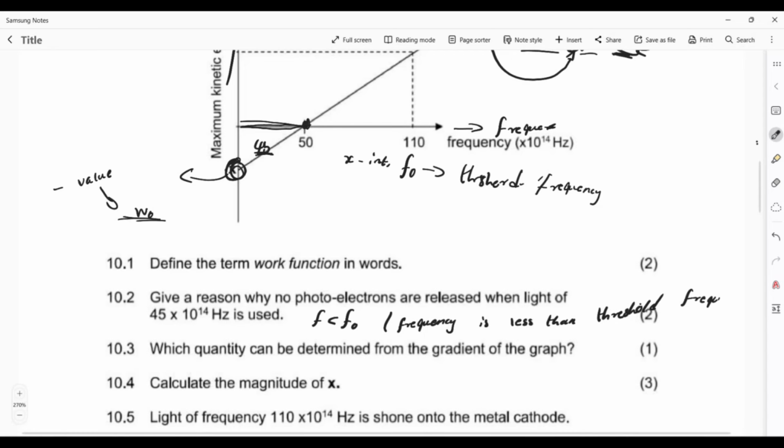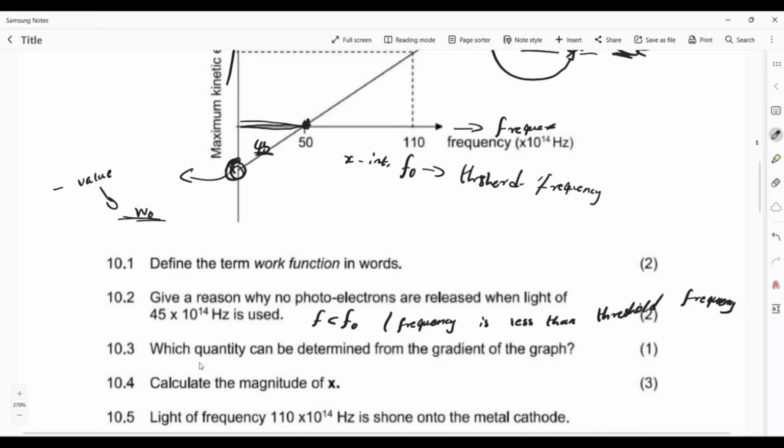And then you get your 2 marks. Because don't forget that in our first lesson, we said that no electrons will be emitted if the energy used is less than the work function, or if the frequency used is less than the threshold frequency over there.